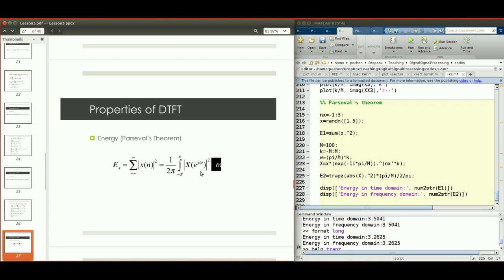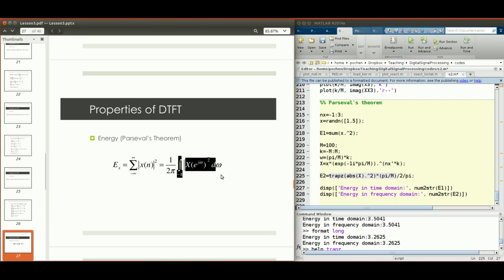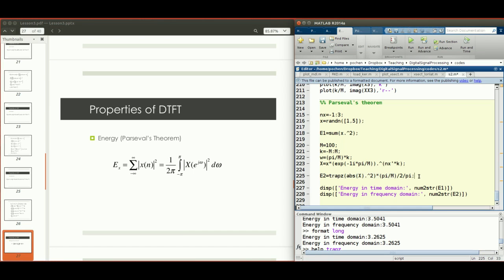So trapz is giving you this integral with d omega assumed to be 1, but d omega is not 1. d omega is pi divided by big M, so we need to multiply by pi divided by big M, right? So this whole thing gives you an approximation to this whole integral, and then we divide by 2 pi. That's our E2, our frequency domain estimate of the energy of the signal. And then we can compare them. We are printing out the energy, E1 and E2.